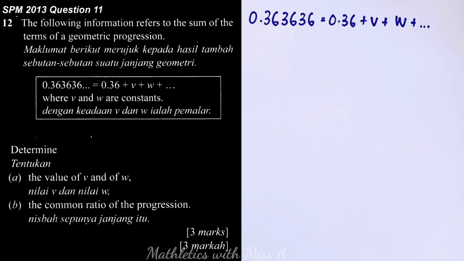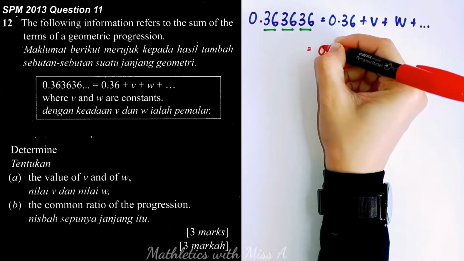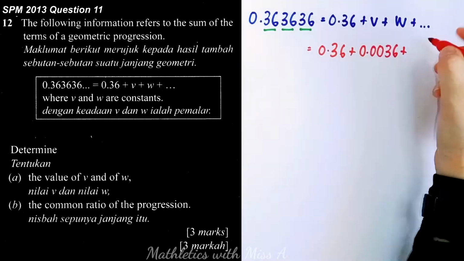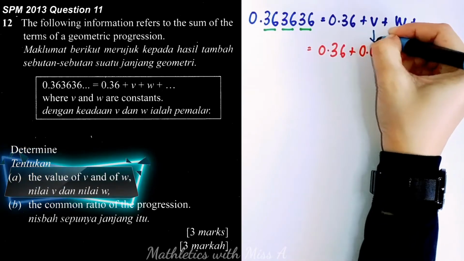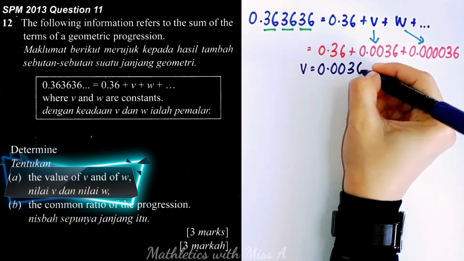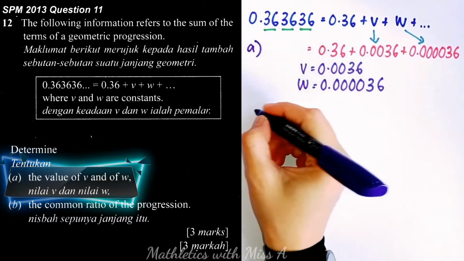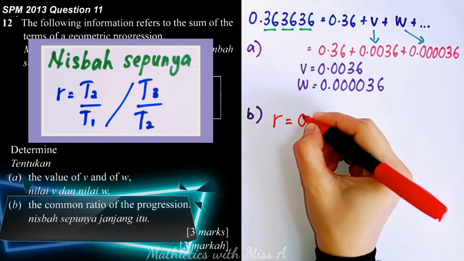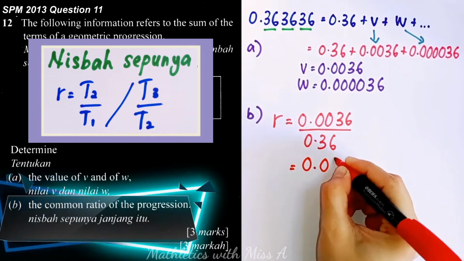The following information refers to the sum of the terms of a geometric progression. So this is called a recurring decimal. So the sum is 0.36 plus 0.0036 plus 0.000036. So the value of V and the value of W are stated in the answer. Then B, the common ratio. So R equals second term over first term. So 0.0036 over 0.36 equals 0.01.